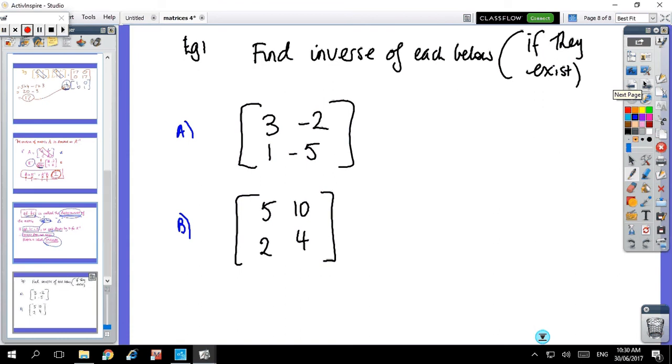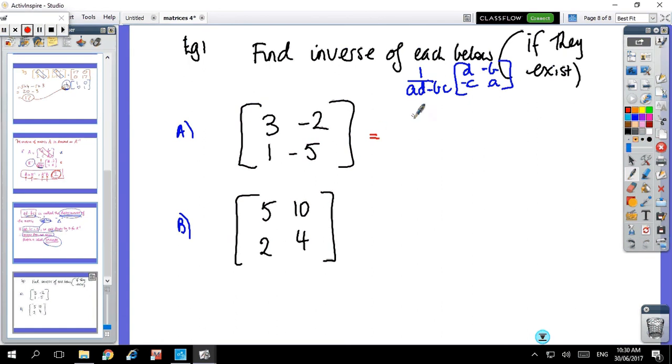Okay, so now we're going to do some inverses. So we're just going to use that formula, the formula being 1/AD minus BC, and then ABCD turns into D, minus B, minus C, A. Okay, so just use that, and when you're ready, come back.